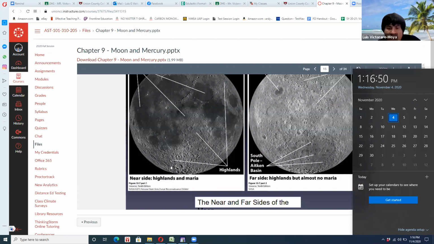So you have there the near and the far side of the moon. The main difference is the absence of maria or mares and the more abundant craters, right?